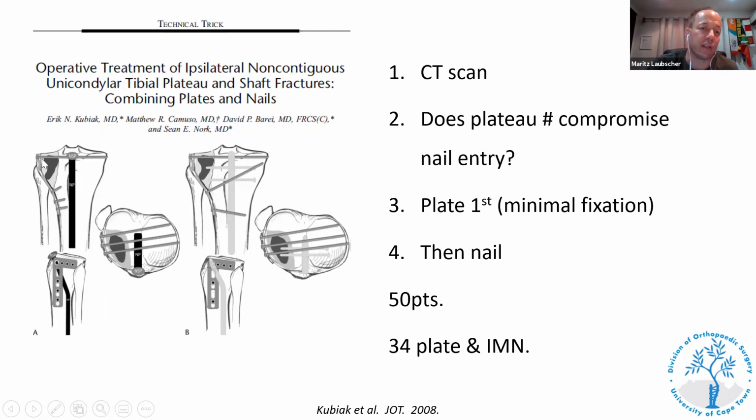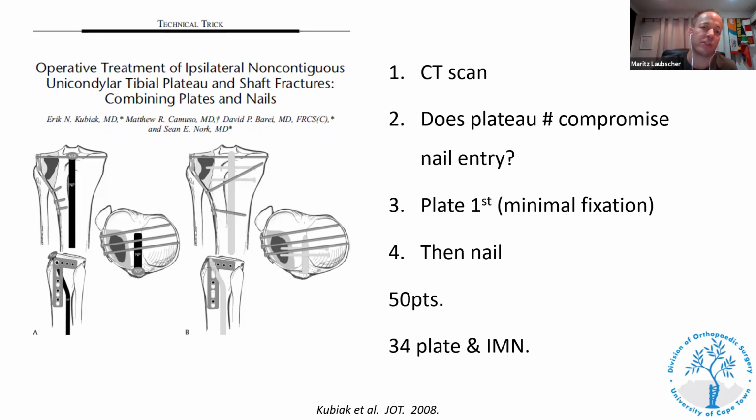You can look here, you can see fixation posterior to the nail, unicortical screws in the shaft, and then you can swap the bicortical screws and complete your fixation after you've done your entry, after you've inserted your nail. And you can see here 50 patients of combination plateau and intramedullary fractures, and they were able to do a combination of plating and nailing in 34, which is a high percentage.